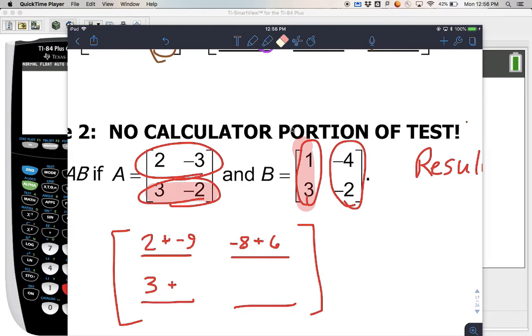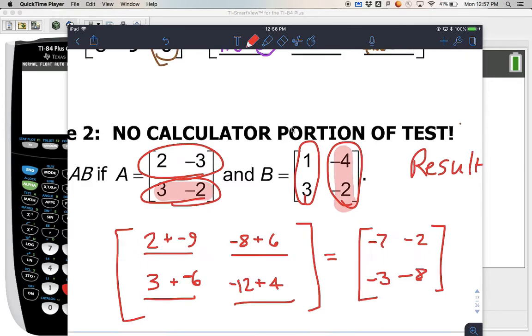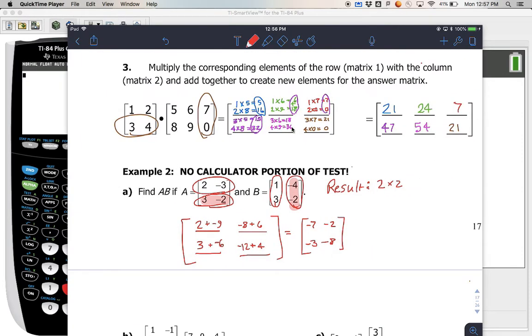Let me move that over a little bit. Okay. And then last but not least, we're going to go bottom row, right column. That'll be 3 times negative 4. That'll get us negative 12. And then negative 2 times negative 2, that'll be positive 4. Okay, and then all we got to do now is simplify that down to get our matrix. So that'll be negative 7, negative 2, negative 3, and looks like negative 8. So all of them happen to come out negative, but that's okay. So that would be your result right there.